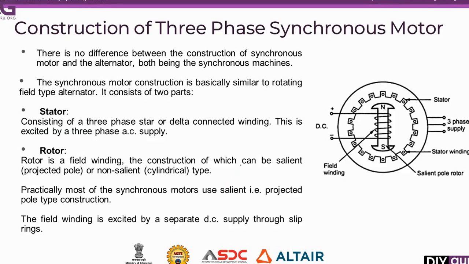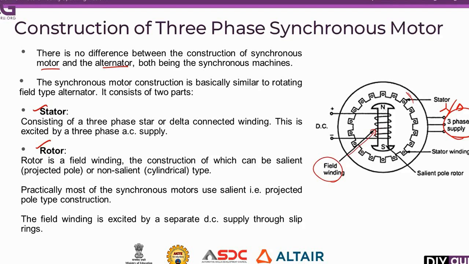Construction of a three-phase synchronous motor. There is no difference between the construction of the alternator and the motor. Both are synchronous machines. Mainly it consists of two parts, one is the stator and another one is the rotor. Here this is the stator, the stationary part. The stator has the three-phase supply, either in star or delta connection. Then comes the rotor. The rotor carries the field winding. See here, this one is the field winding.